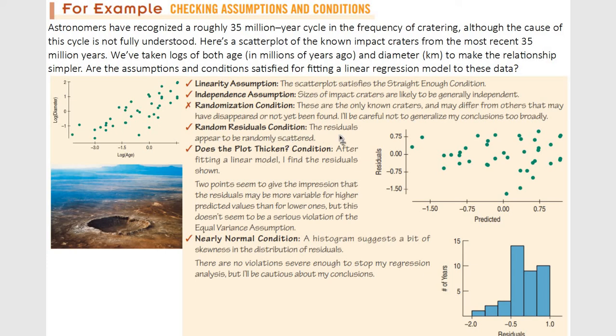Random residuals condition: the residuals appear to be randomly scattered, okay? Two points seem a little off, but it doesn't seem like a serious violation, so we're just going to let that one go. And then the nearly normal condition: it suggests a bit of skewness in the distribution of the residuals, but it's not serious enough. It's not a major skew, so we're just going to keep going. Nearly normal is exactly what it sounds like.